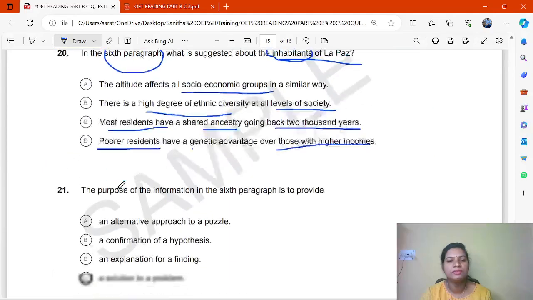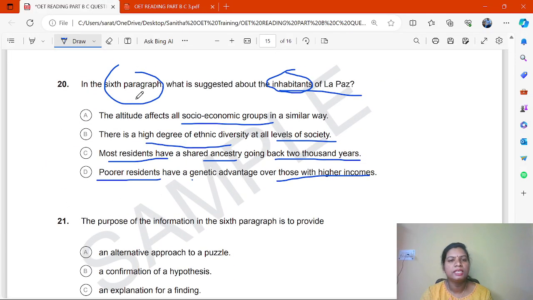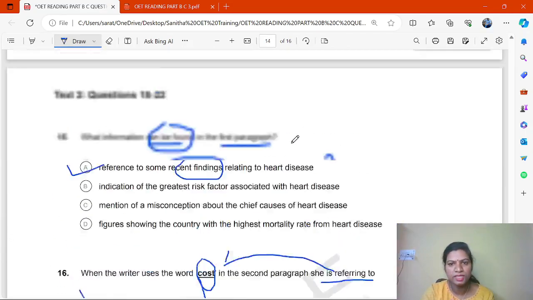Then we come to the question. In the sixth paragraph, what is suggested about the inhabitants of La Paz? The altitude, whether high or low, affects all socioeconomic groups in a similar way. Okay, we have to check.